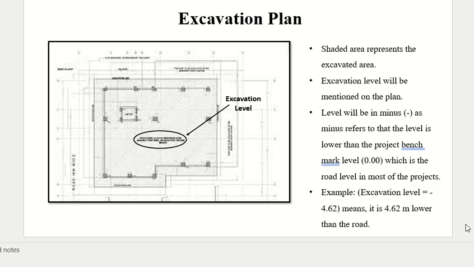So you know that minus means you are going down and plus means you are going up. It can be both ways. So excavation level minus 4.62 means that maybe you have taken the road level. In most cases, we take the road level as our benchmark, as I already mentioned. So minus 4.62 means after excavation, the final level should be 4.62 meters from the road.